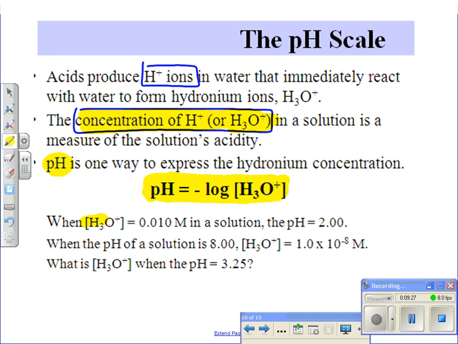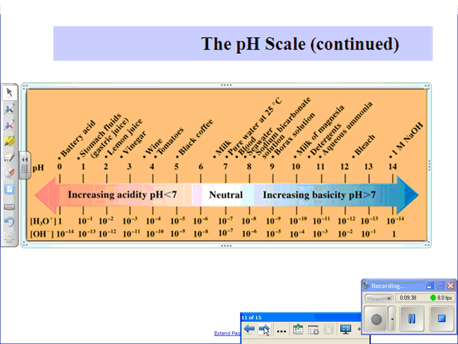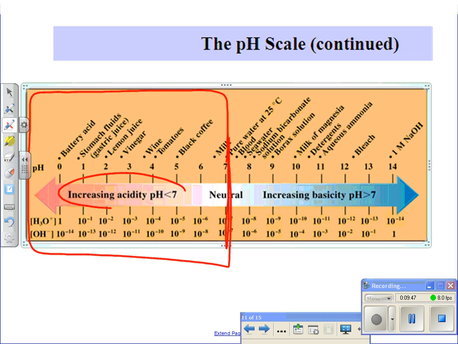For example, if H3O+ has a value of 0.01, you take the negative log of that and you get a pH of 2.0. We place those values on a scale. Here's our pH scale. Anything that's 7 is considered neutral. Anything below 7 is considered an acid, and as the pH gets lower and lower, it becomes more of an acid.